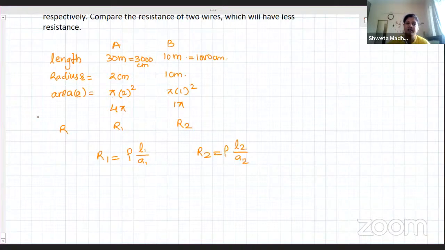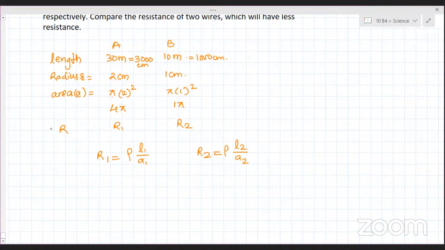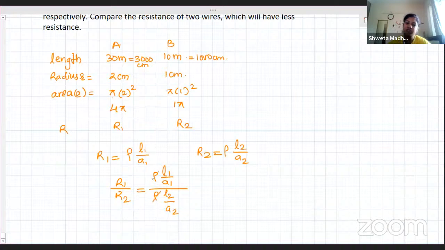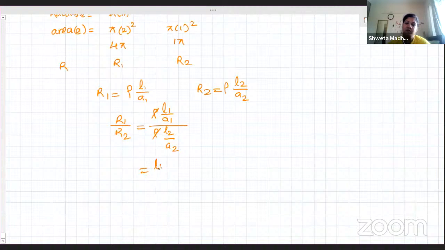What you can say about the resistivity? Ma'am, they're same because it's the same material. Same material, so resistivity remains same. Then we want to compare, take directly ratio. R1 by R2 is equal to rho L1 by A1, rho L2 by A2. So this rho is same, cancelled. Then write in proper order: L1 by A1 into A2 by L2.